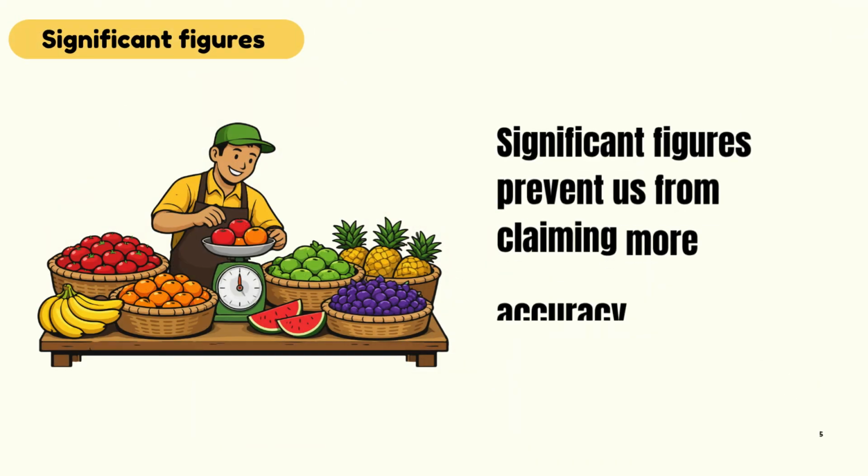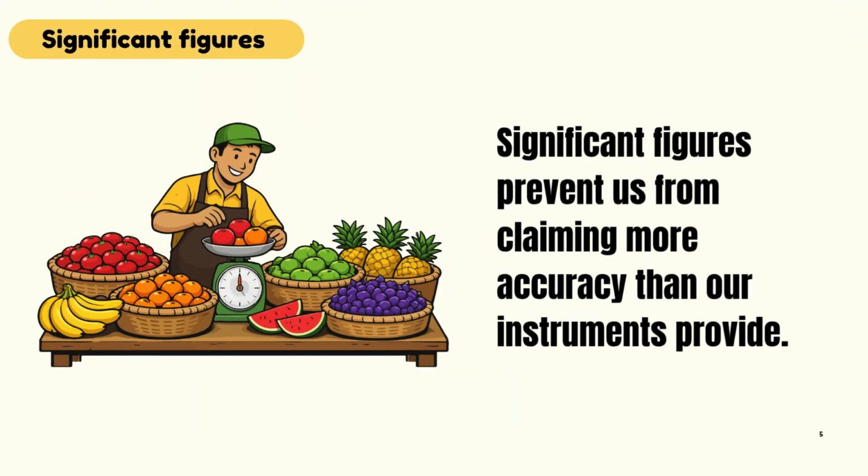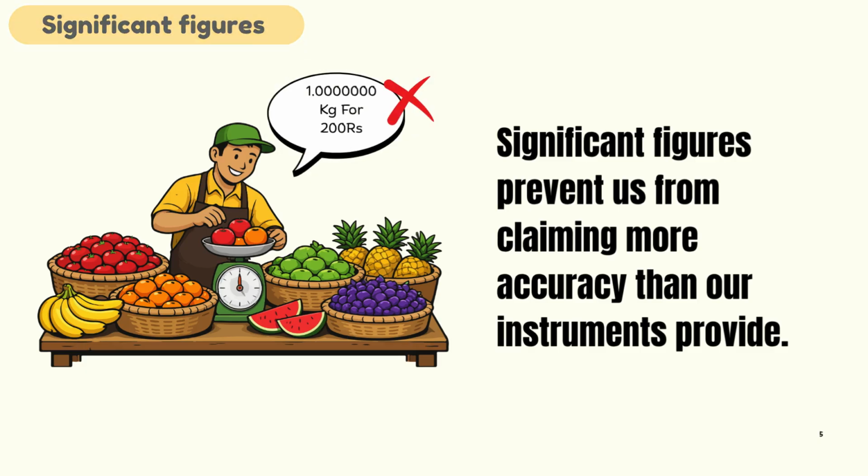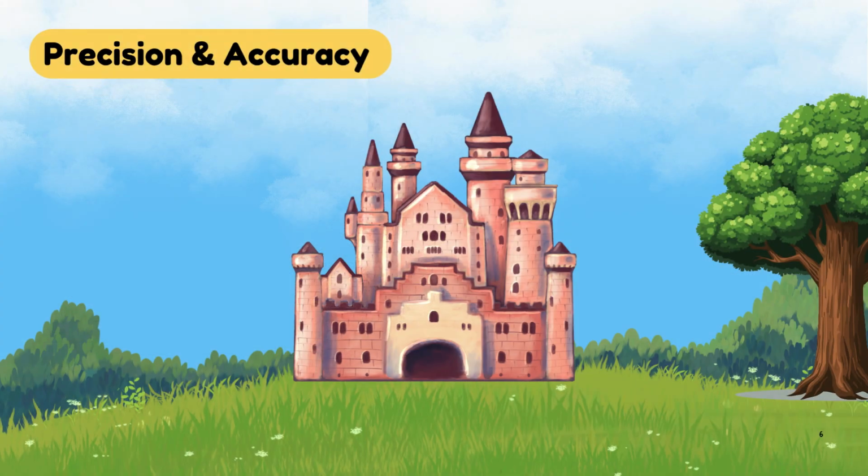Significant figures prevent us from claiming more accuracy than our instruments provide. So a vendor can never say that 1.00000 kgs is 200 rupees. Let us see what is accuracy and precision.